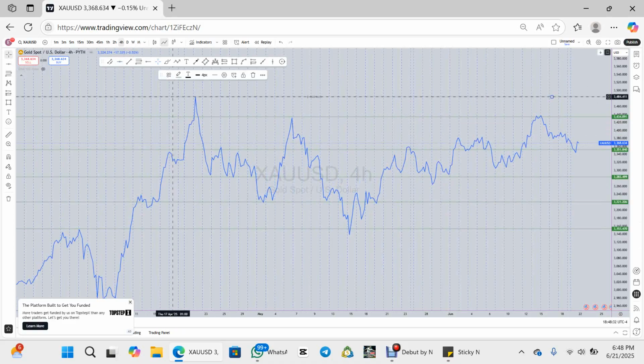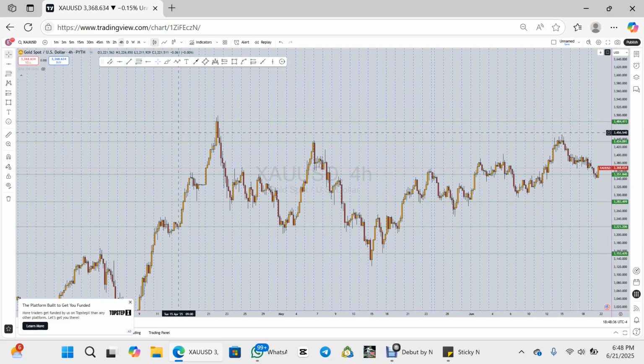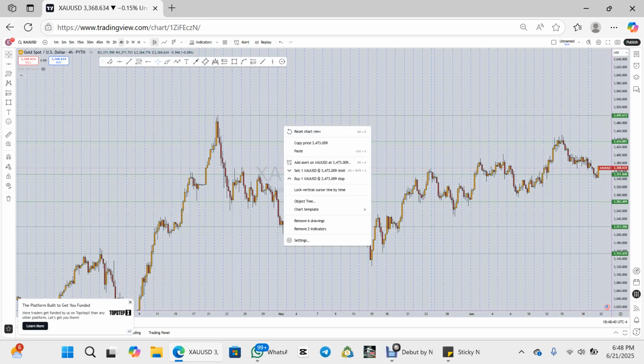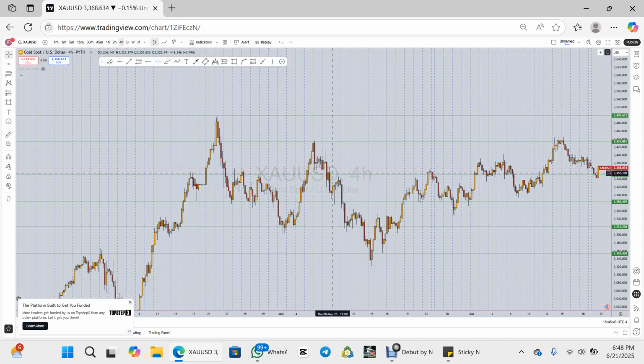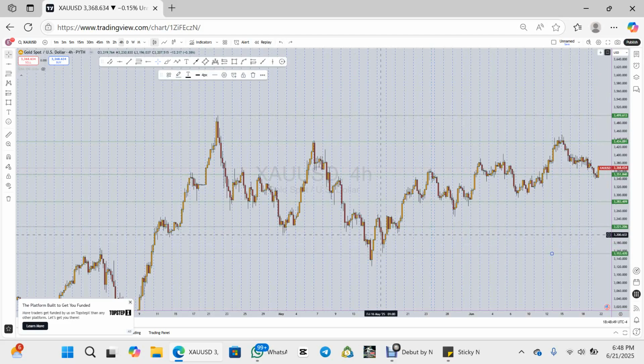Then here's the highest point, I guess. So turn back to line charts. I can put it this way. So that is step one. Then we identify market trend as well.